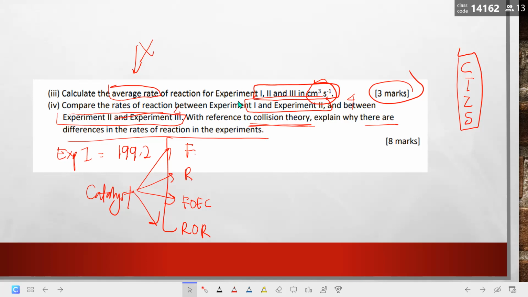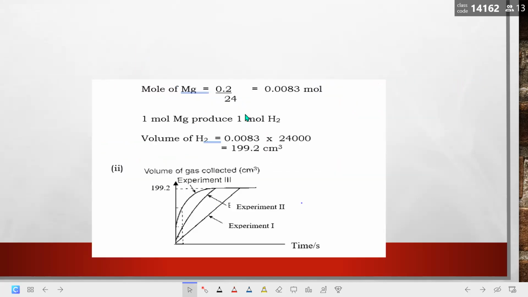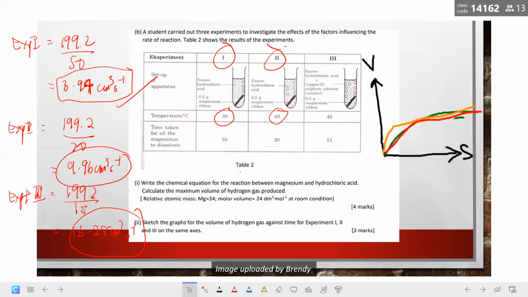Okay, so we go and see. Experiment 2 and experiment 3. They both have the same temperature. They both have the same size. They don't talk about concentration here. There's nothing to do with pressure. But I have something extra here.